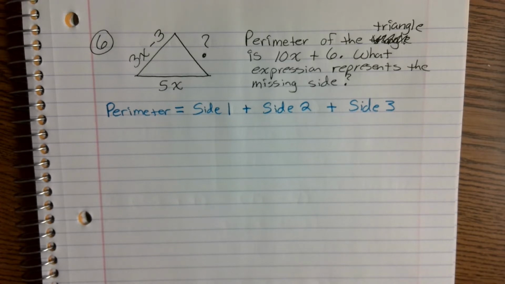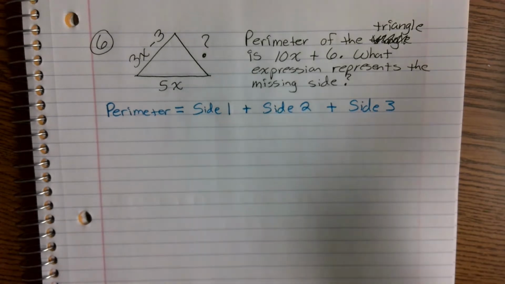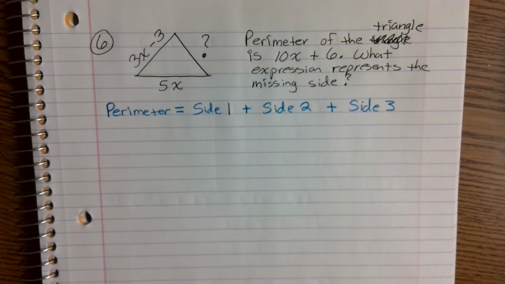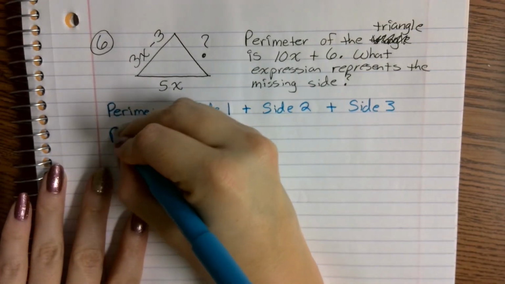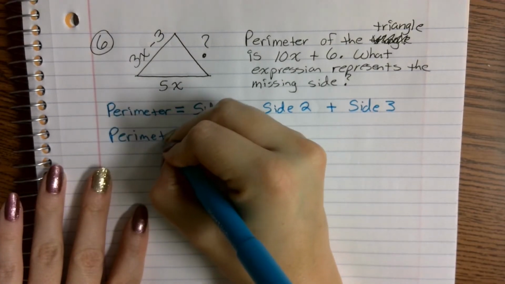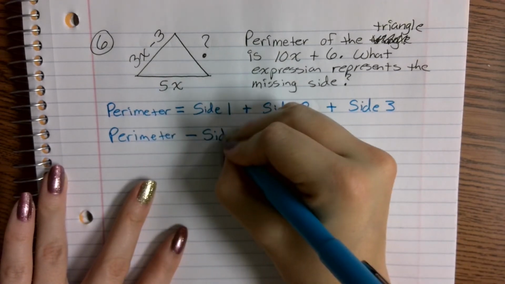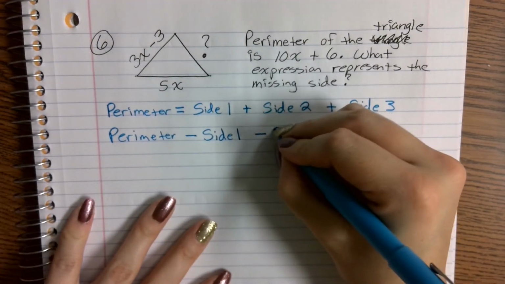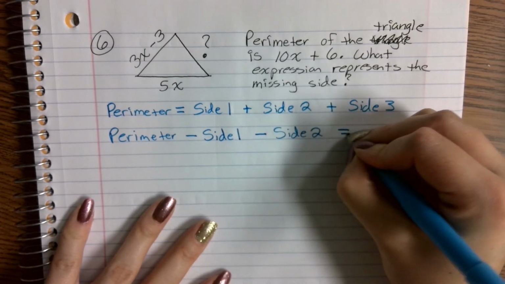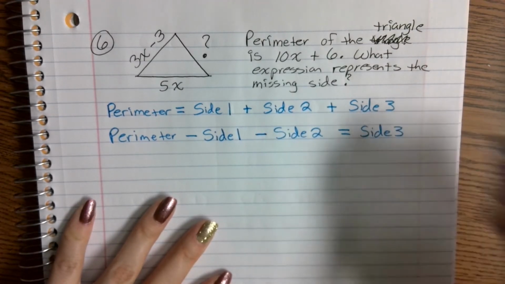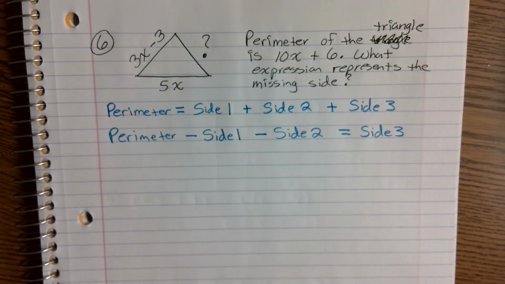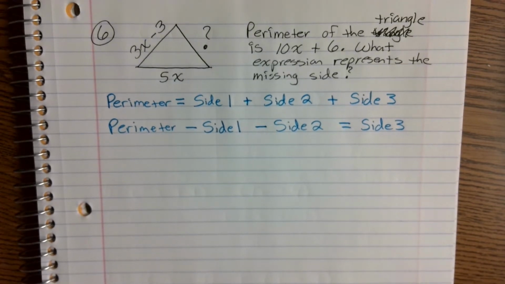Very good. She says she would add the two sides she does know and then subtract that from the perimeter. Or another way of saying it is just take the perimeter and subtract each of the sides away from it. So we could easily say perimeter minus side one and then minus side two would equal side three. If I subtract side one away and then side two away, I'll now have the third side. So let's fill that in.